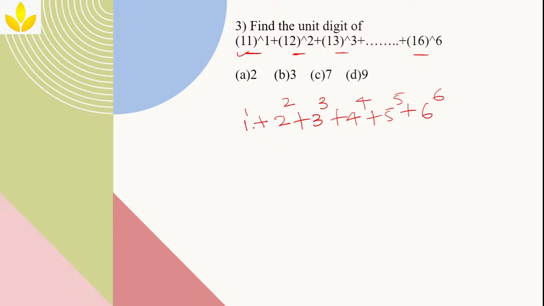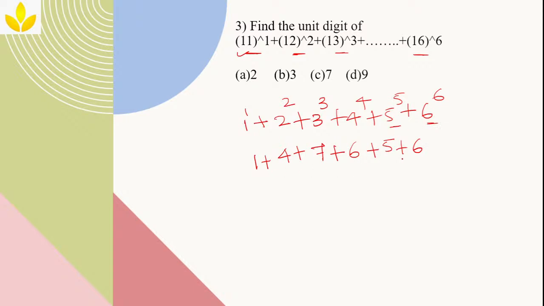Okay, so 1 to the power 1 is 1, 2 square is 4, so 4, and 3 to the power 3 is how much? The last digit is 7, because 27 you will get. And then 4 to the power even number will give me 6. 5 to the power any number is 5 and 6 to the power any number is 6. Is it looking easy now? Right? Now you are understanding how those unit digit cyclicity we learned are helping us.